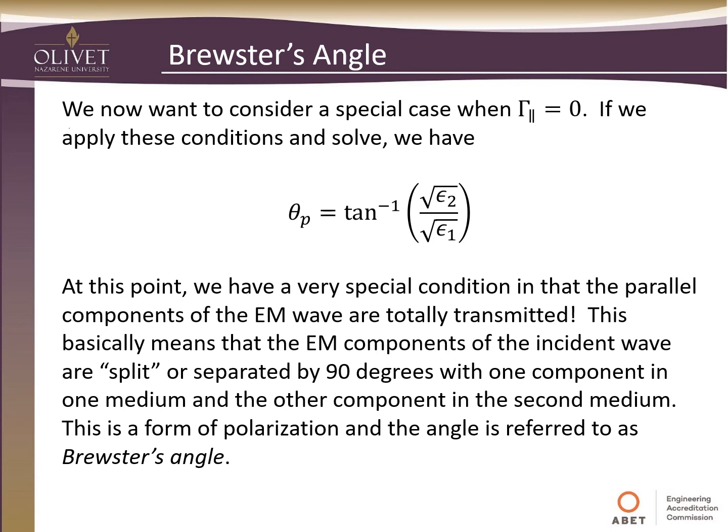totally transmitted. So this means, we had the component that's going in and out of the board, which is the perpendicular case, and then we have the one oscillating back and forth inside the plane. So what we're saying is that component, whether it's the electric or magnetic, it doesn't matter, it's going to be fully transmitted into the new material. So this basically means that the EM components of the incident wave are separated by 90 degrees. So with one component in one medium and the other component in the second medium. So this is a form of polarization, and this special angle then is referred to as Brewster's angle.